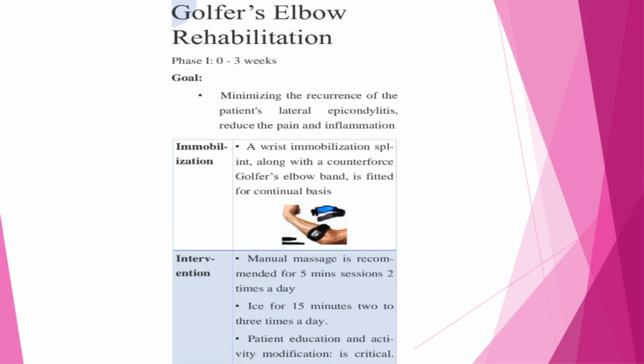There is a rehabilitation protocol that we will discuss, which is the most important point of focus. At phase 1, 0 to 3 weeks, the goal is to prevent the recurrence and reduce the pain and inflammation, the same as in lateral epicondylitis. For immobilization, we use splints along with counterforce. A golfer elbow band is fitted on a continual basis, the same as in lateral epicondylitis.